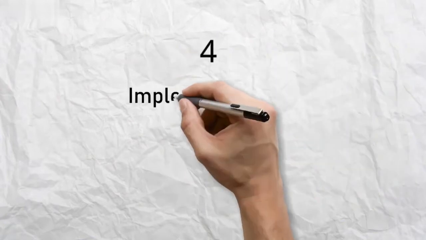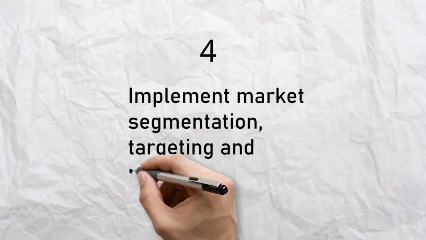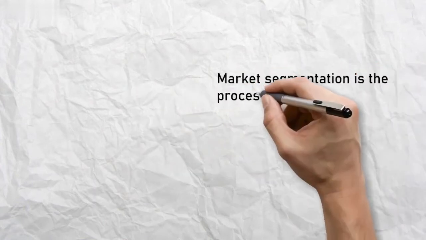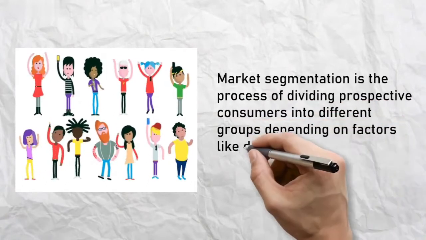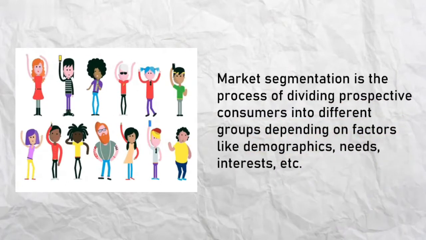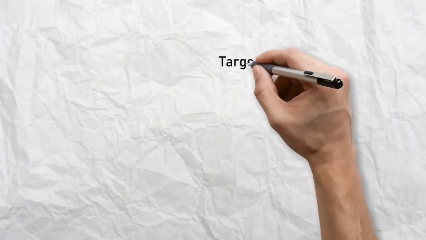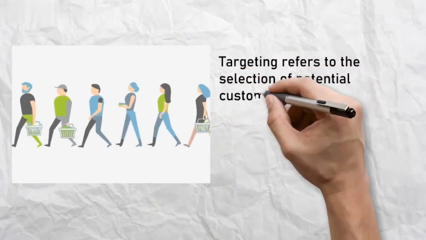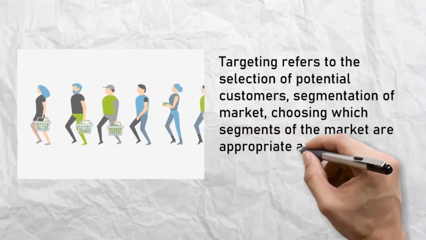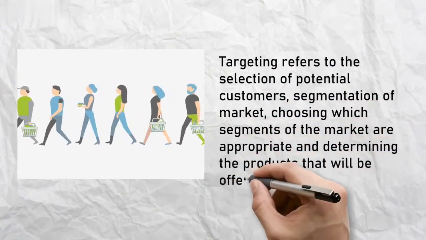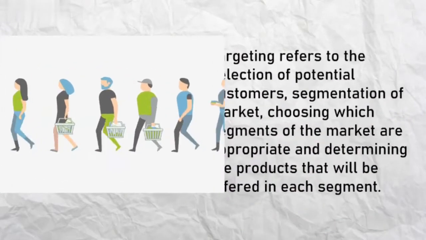Number 4. Implement market segmentation, targeting and positioning strategies. Market segmentation is the process of dividing prospective consumers into different groups depending on factors like demographics, needs, interests, etc. Targeting refers to the selection of potential customers, choosing which segments of the market are appropriate and determining the products that will be offered in each segment.